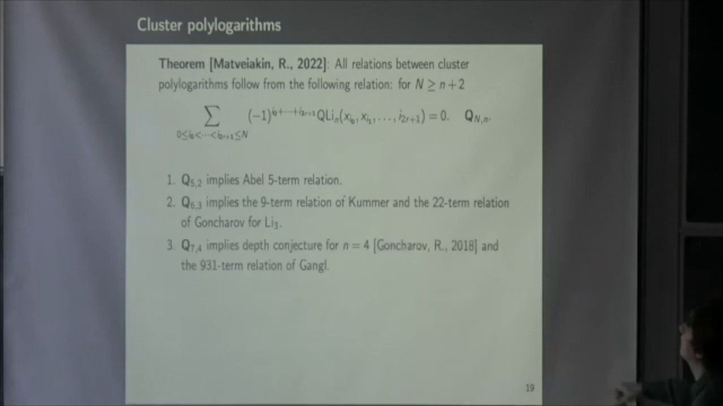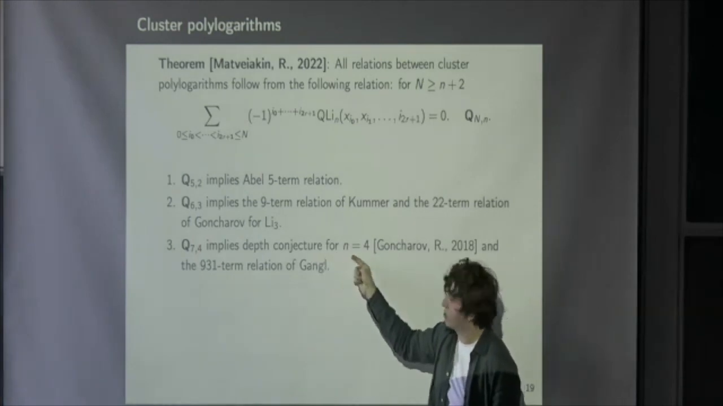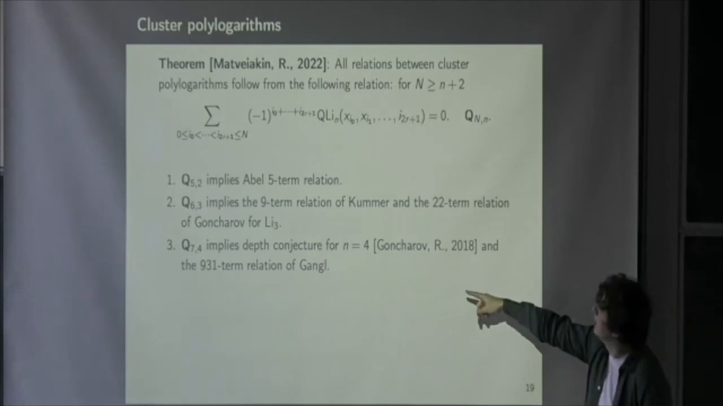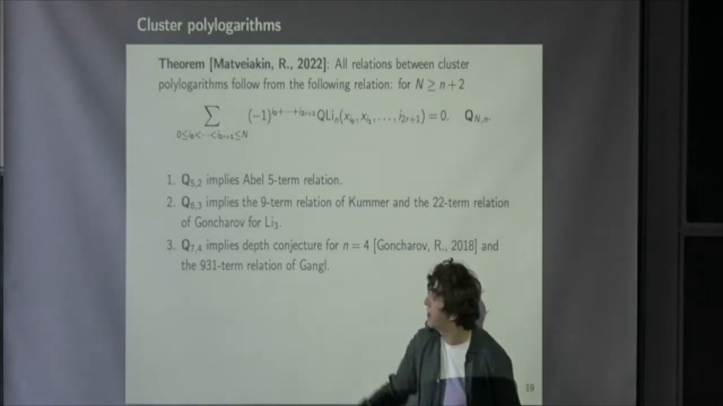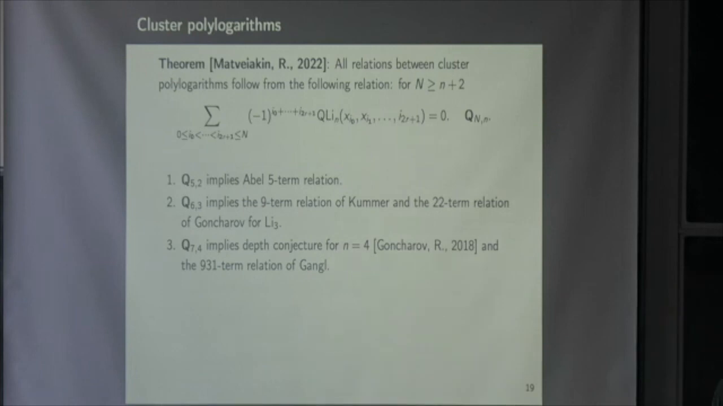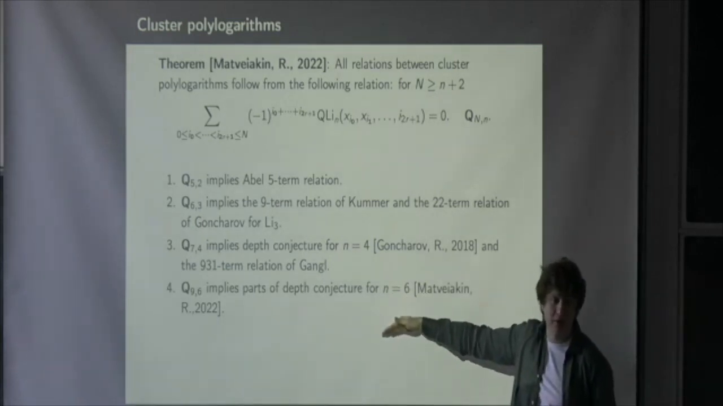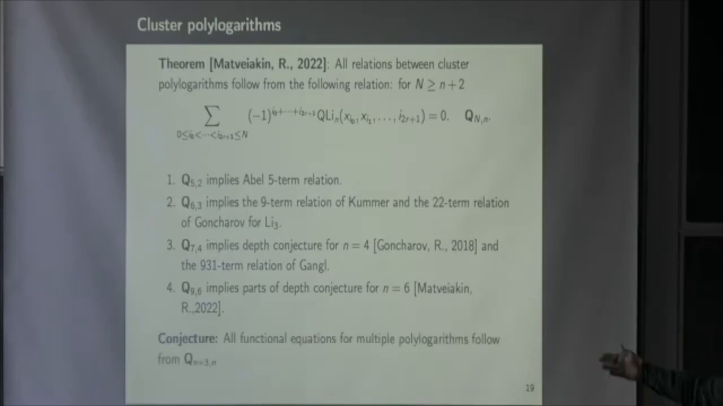And if you take Q7-4, from here you can relatively easily prove the depth conjecture, the full one, not the half one which I expressed before. The full depth conjecture in weight 4, and you can get from here again relatively easily the 900-term equation of Lamb. If you take weight 6, we were able to prove some parts of the depth conjecture in weight 6, but it's again work in progress. But we proved the analogs of Gangl's formulas there. We conjectured that all functional equations for multiple polylogarithms follow from this.